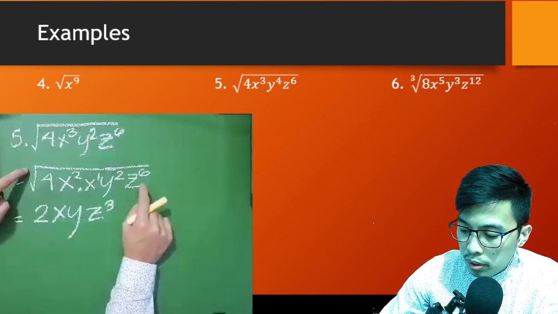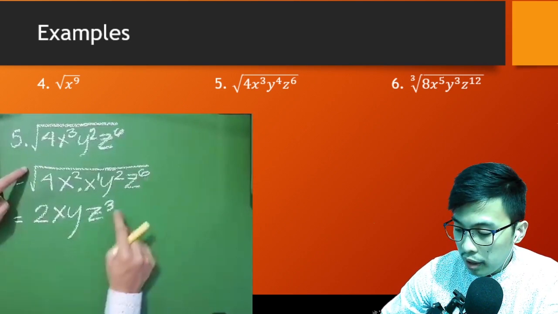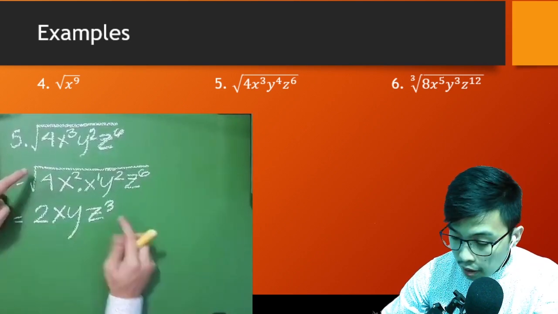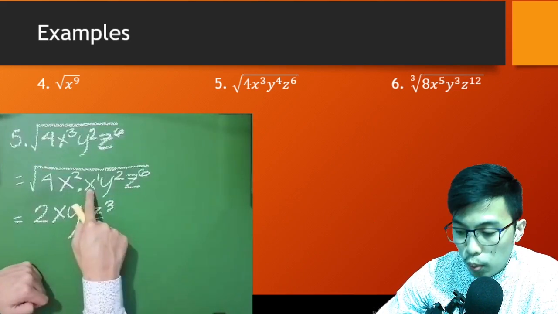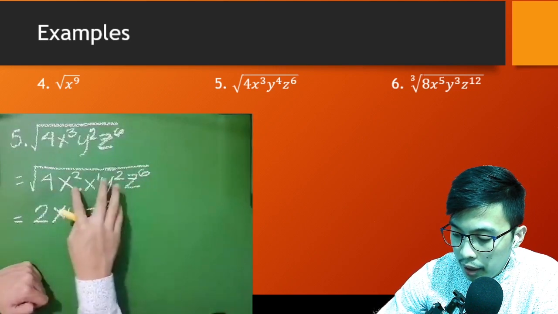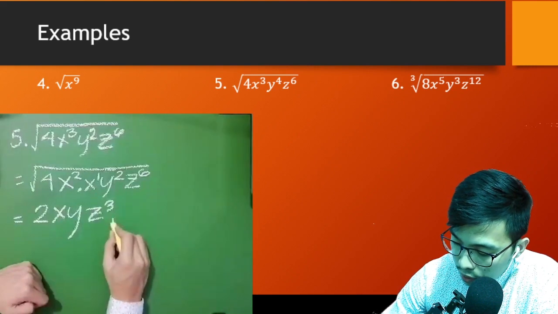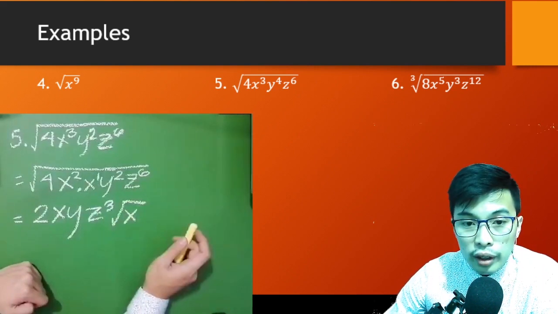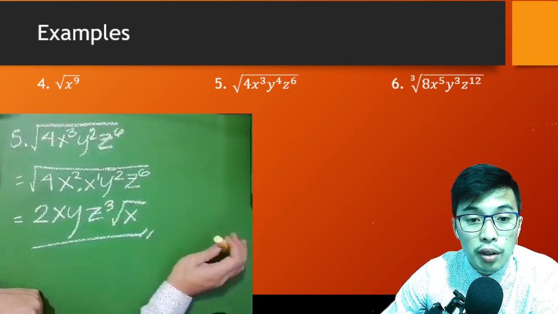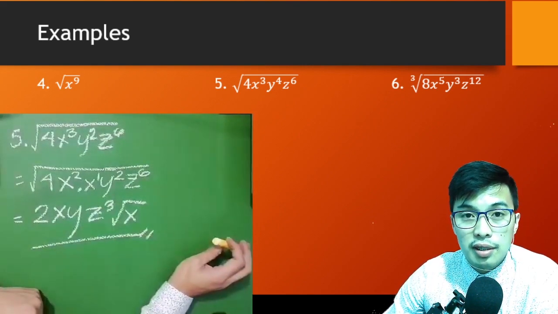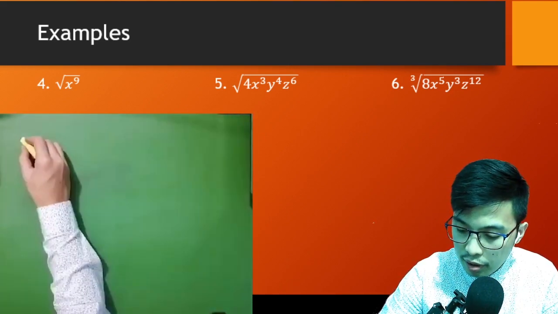And here we also have z raised to the power of 6. 6 divided by 2. Here, merong 2 dito. And that is equivalent to 3. Alright? So, again, x is the only variable that will remain inside the radical sign because it is not a perfect square. Okay, so therefore, this is already the simplified form of this. Alright, any question? Alright, so we move on to number 6.